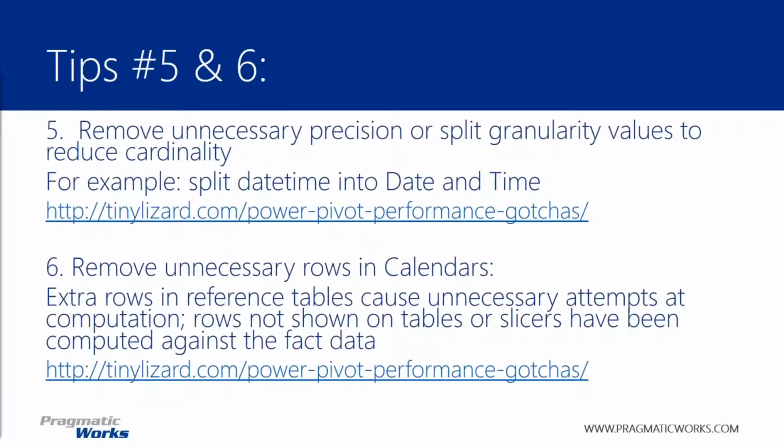Tips 5 and 6 are pretty easy to describe, but they're really good ones. I like these a lot. So, for instance, the number of unique values in our column will be very high if we're storing date and time for all of our records. Date and time fields actually store time values out to the thousandth of a second. That's a highly unique number for you. You probably don't have a lot of records that were all created within 1/1000th of a second of each other. How much of that detail do you need?